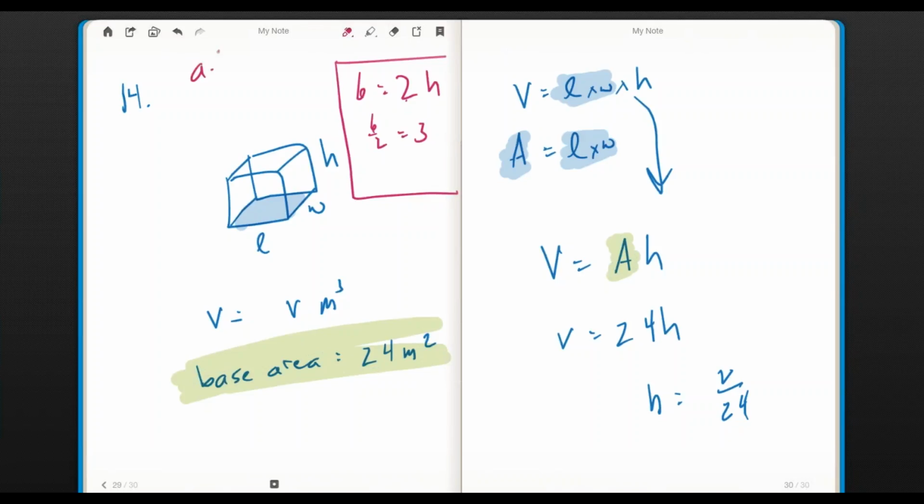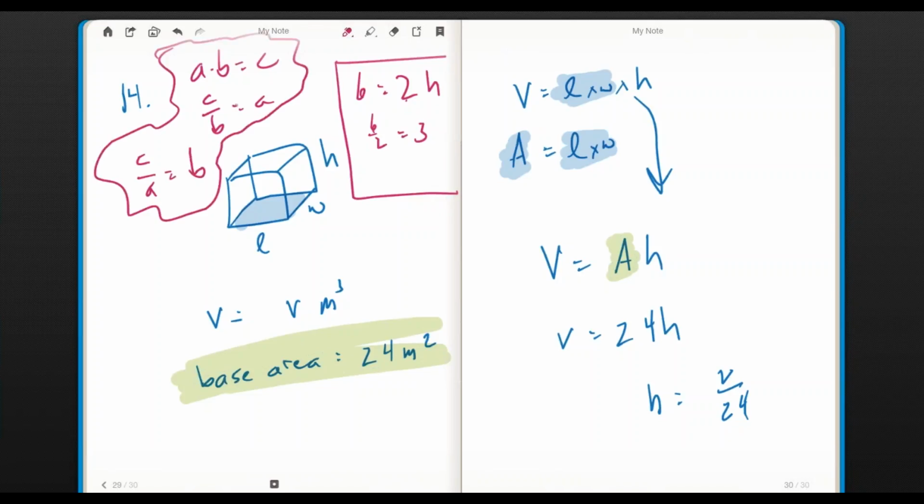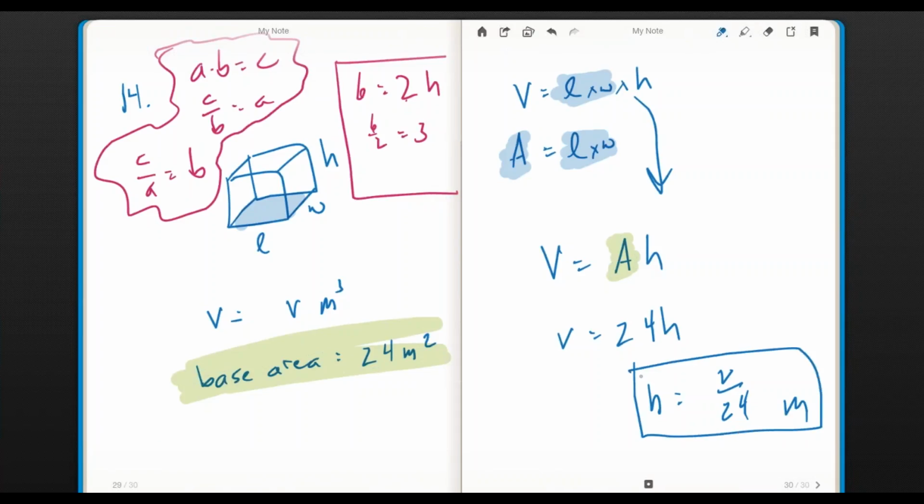Anytime you have A times B equals C, you know that C divided by B equals A, and also that C divided by A is equal to B. That's something your students definitely know. Now, they're not used to seeing it with variables, but it's absolutely true. So the height is V divided by 24, and by the way, we always have units. The height is in meters. Okay, so we don't know what it is, but it's V divided by 24 meters.